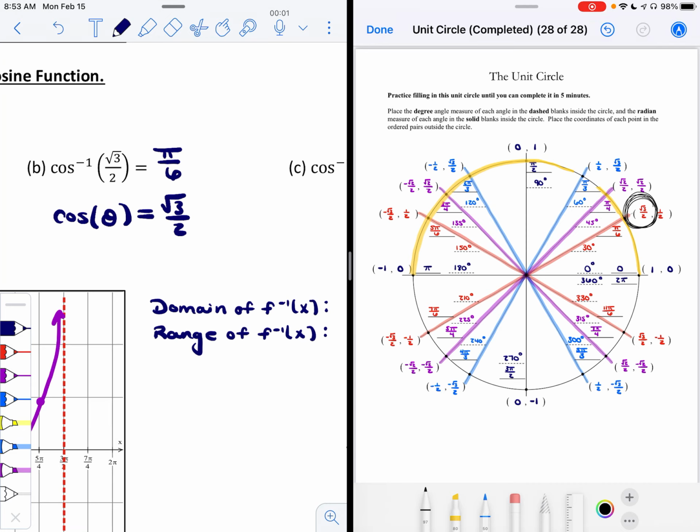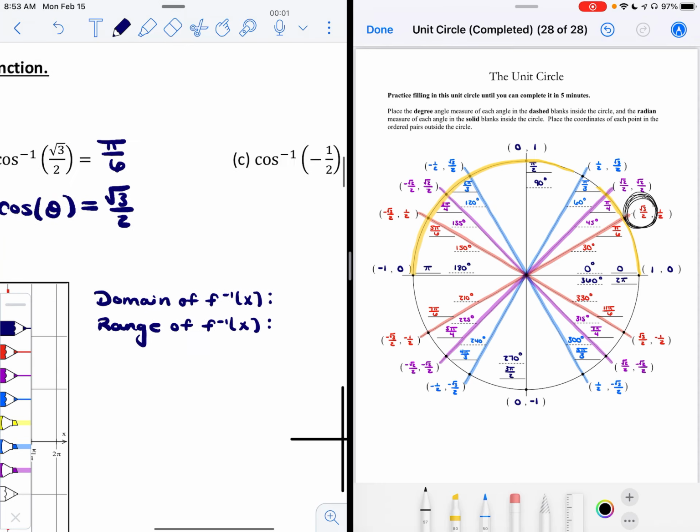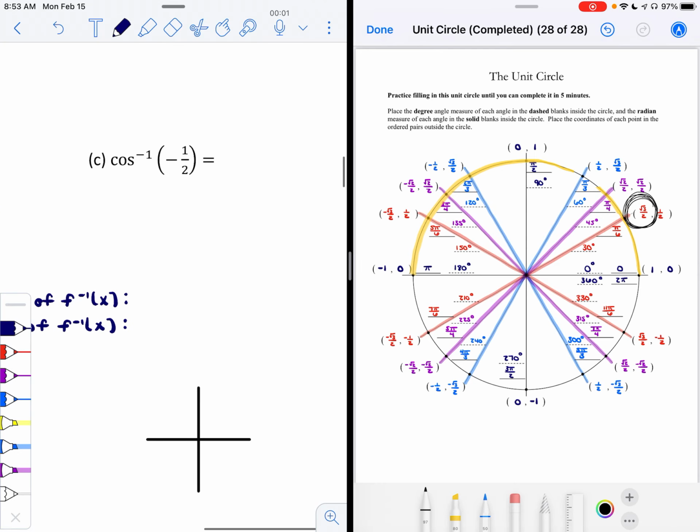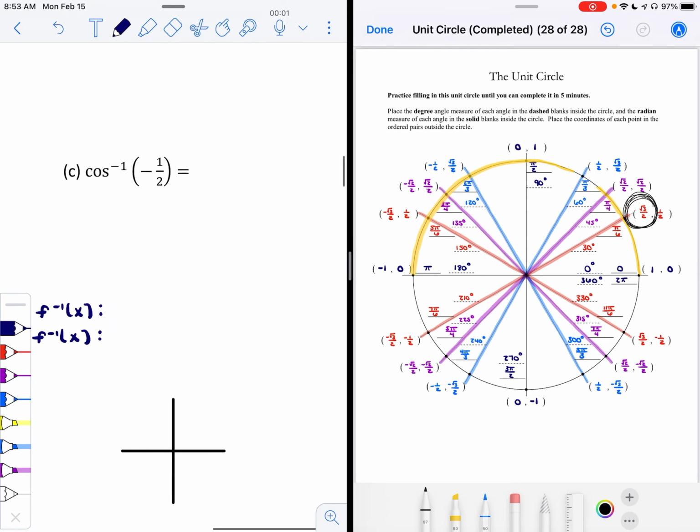All right, so cosine of pi over 6 is equal to root 3 over 2, which means the inverse cosine of root 3 over 2 is equal to pi over 6. All right, one last one with our inverse cosine. So this one's asking us inverse cosine of a negative 1/2.